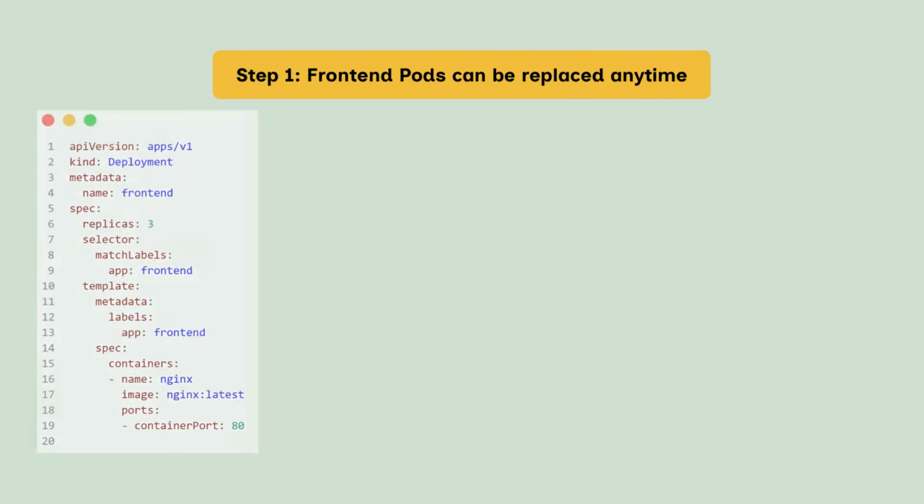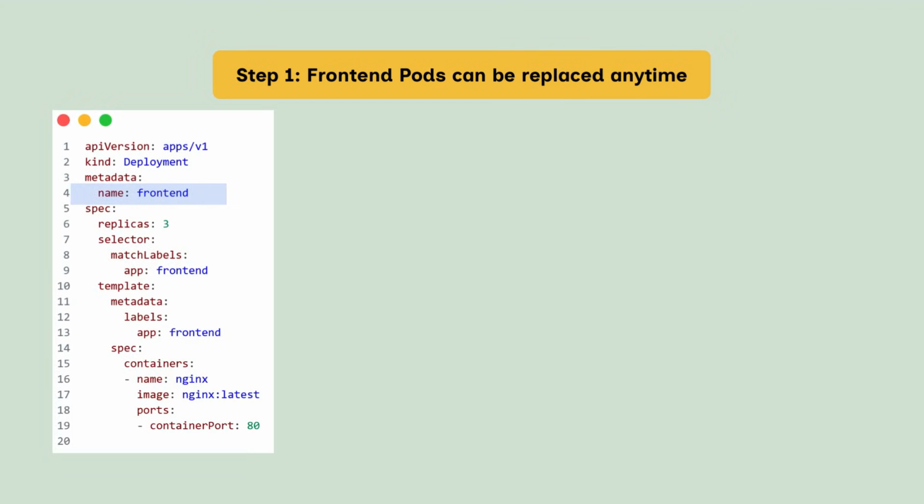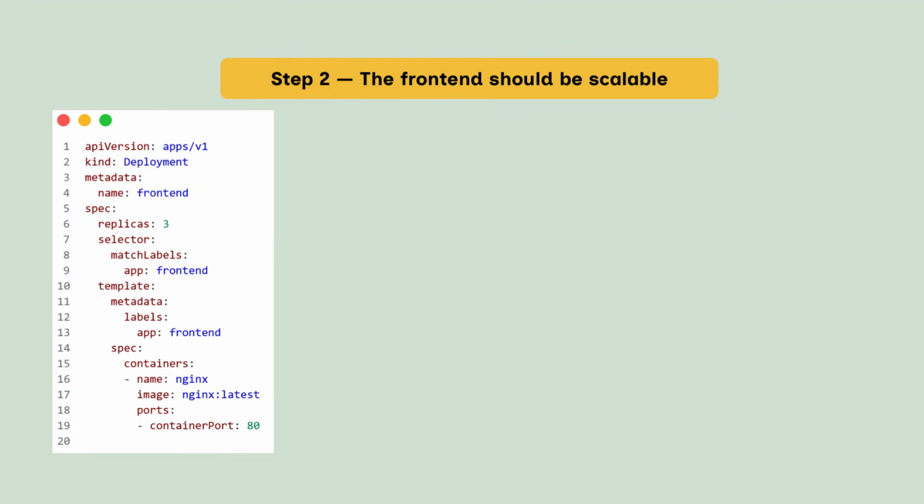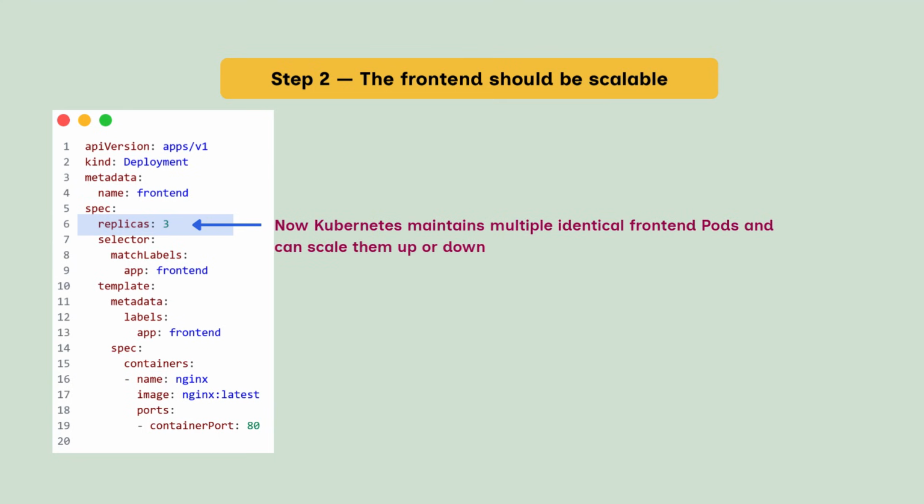First, we are creating the YAML for our front-end application which is stateless. So we use a deployment. This ensures pods are interchangeable and can be recreated freely. Next, the front-end should be scalable, so we define multiple replicas. Now, Kubernetes maintains multiple identical front-end pods and can scale them up or down.